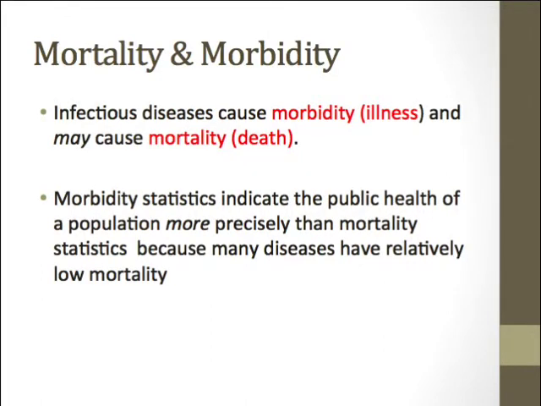So to conclude, morbidity is the illness that occurs and mortality is the death in the population. Morbidity statistics indicate the public health of a population more precisely than mortality statistics because many diseases have relatively low mortality.